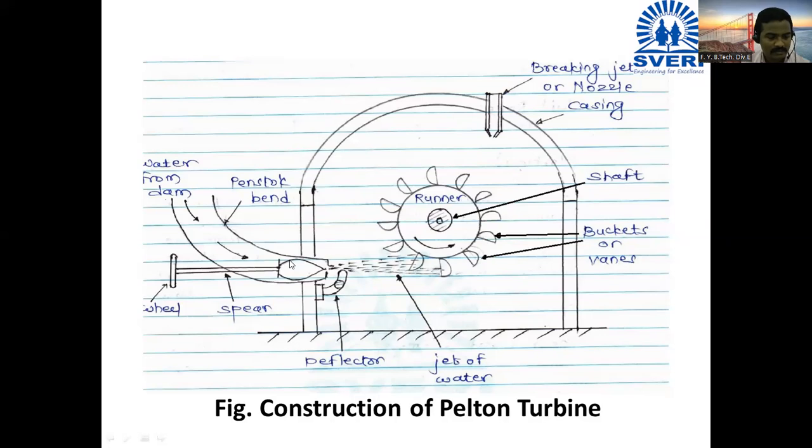Okay, understood? Have you understood? And the spear is not operated manually, it is operated automatically as per the loading condition. Depending on the load, the spear operates automatically. The flow of water can be controlled, or if you want to increase the speed, the flow of water will be very high. If you want to decrease the speed, the flow of water can be reduced by using the spear. So that operation happens automatically.